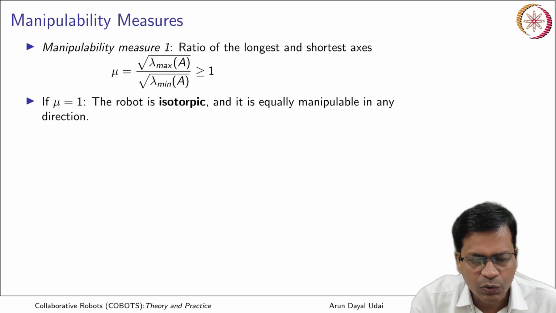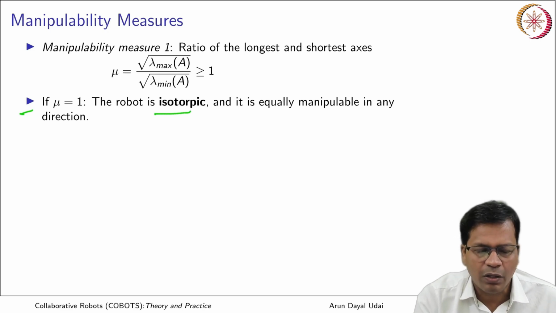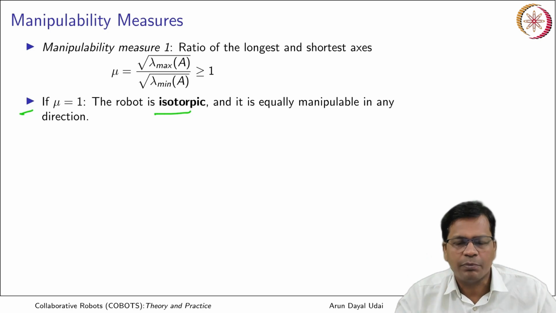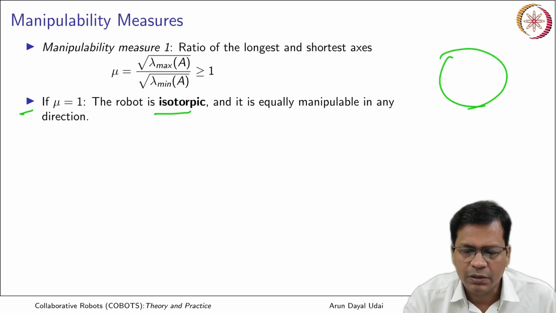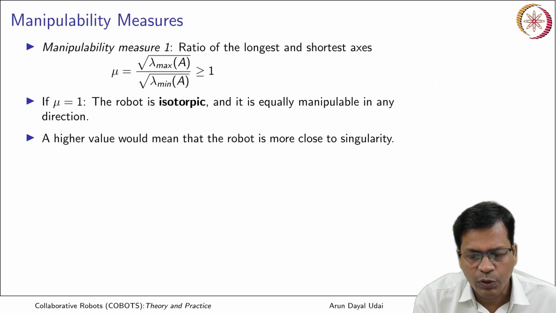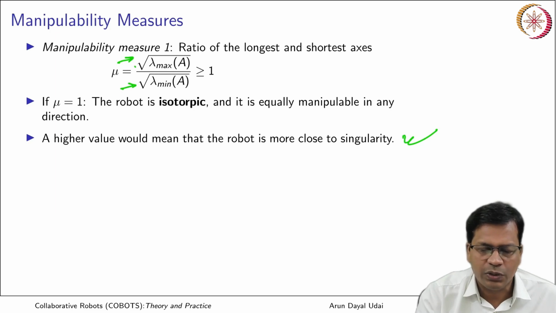Next, if mu is equal to 1, it is isotropic. It is equally manipulable in all the directions. In that case, lambda max and lambda min both become equal and it becomes a circle or a sphere. Okay, a higher value would mean the robot is closer to singularity. So lambda max goes very high as compared to lambda min. So in that case it is near to singularity.